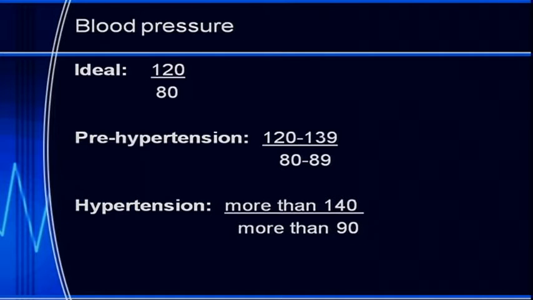And pre-hypertension is a systolic pressure, or top pressure, of 120 to 139. Diastolic is 80 to 89. And hypertension is more than 140 over 90. It's really not good.